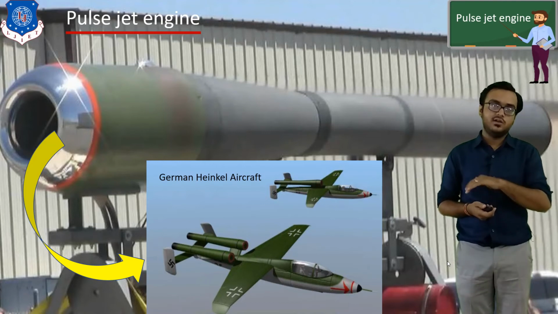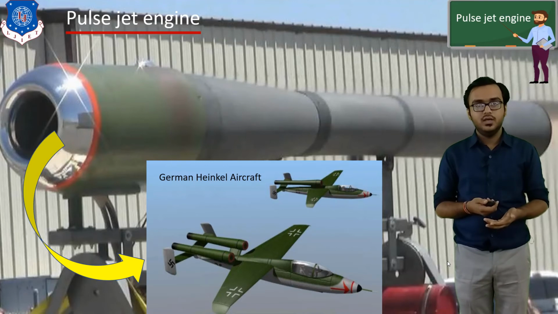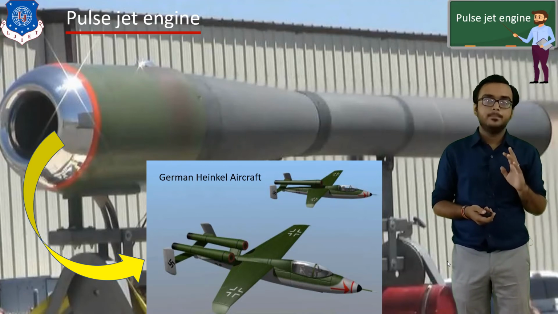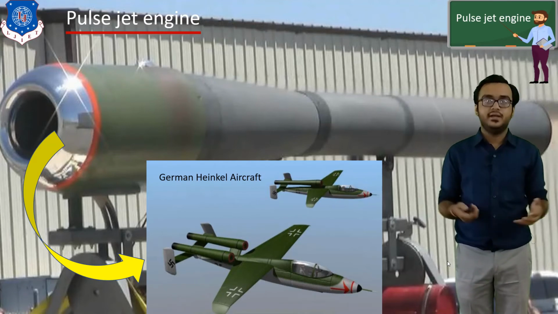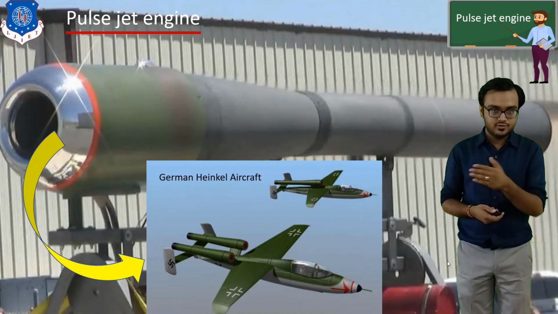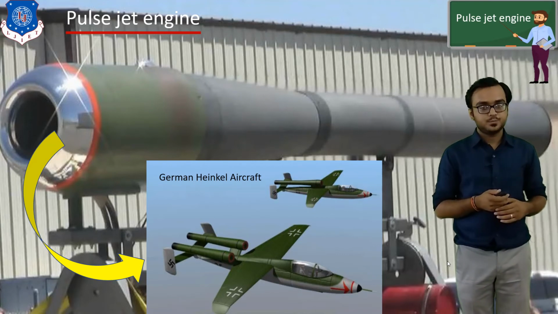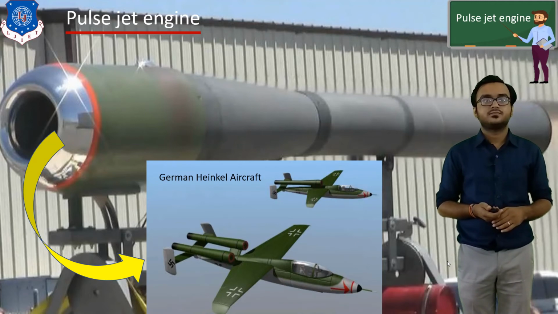Another advantage of the pulse jet engine is that it is lighter in weight, because it requires only the fuel burner. But one disadvantage is that it produces power in a fluctuating manner. So for long duration flights, it is impossible to incorporate the pulse jet engine. Clear?